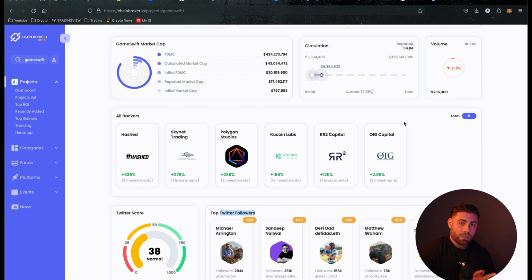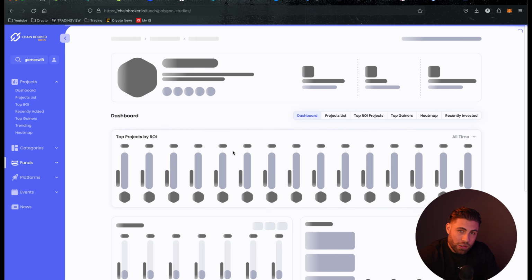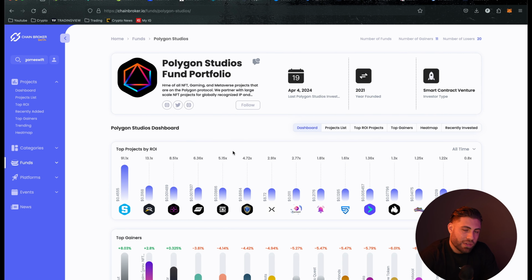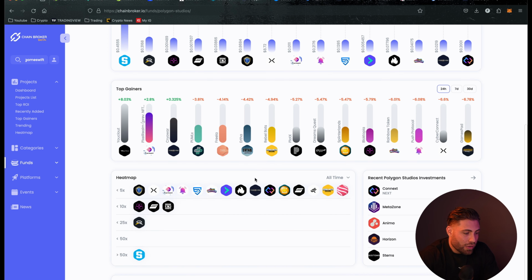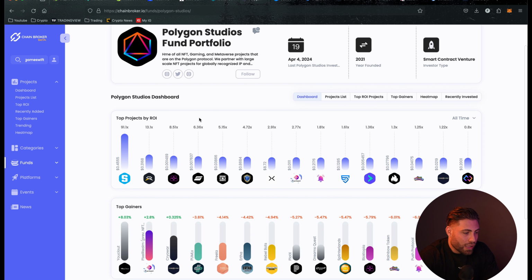Another really good feature that this tool has: say I am really bullish about Polygon Studios. I can actually go to Polygon Studios and look at their investments and work backwards, which means I can see some of their investments and have a look at their return on investments. So kind of see their track records. Have they been doing well with their investments? GameSwift is one of their best ones. They got a 13x on their investment, for example.